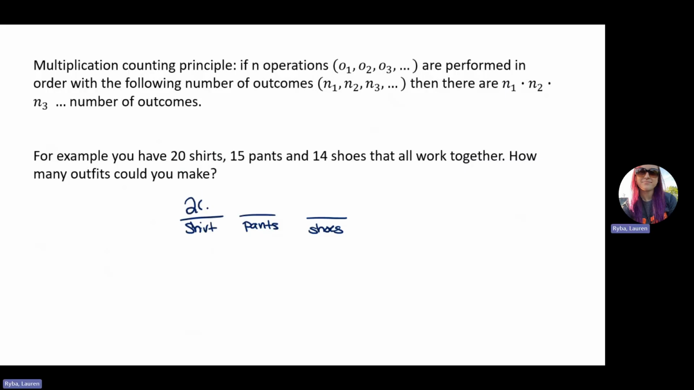Well, there are 20 shirts, 15 pants, and 14 shoes. All I'm going to do then is multiply across my sequence of events or sequence of choices. I actually don't have this one on my paper here. Nope, 20 times 15 times 14, 4,200 unique combinations of outfits. Just so that you're like, holy cow, that's a lot.